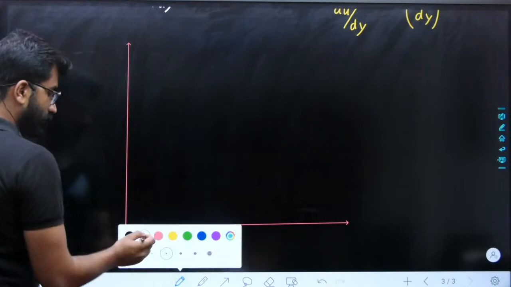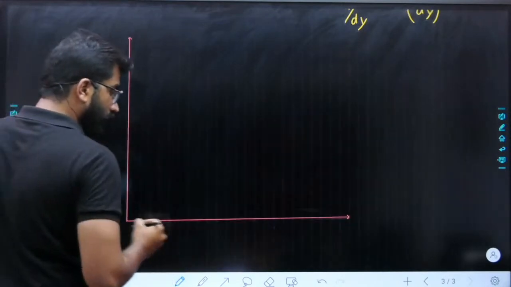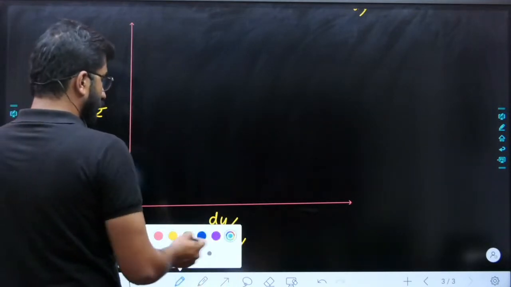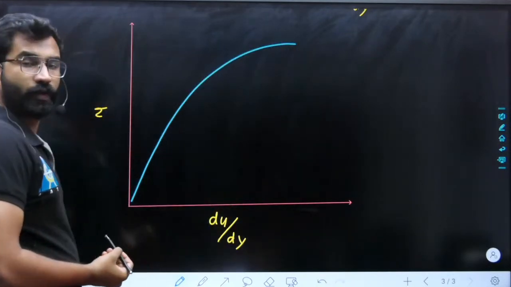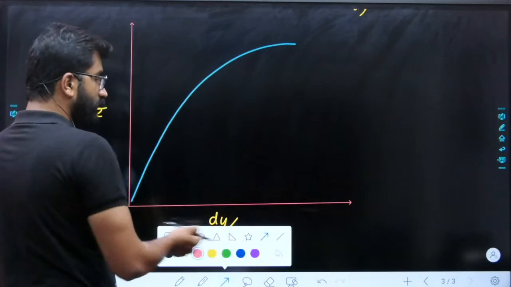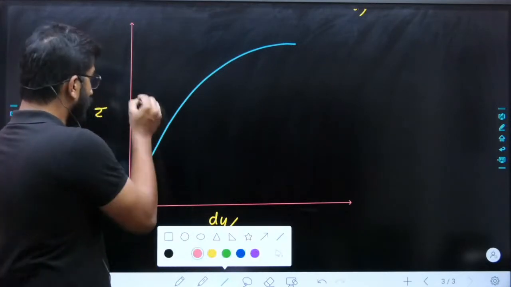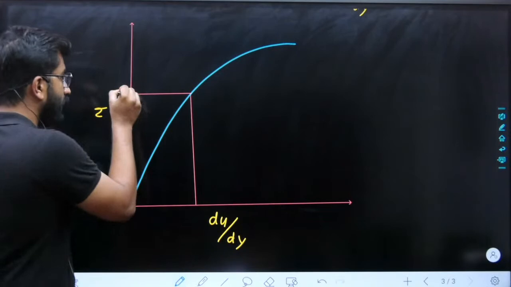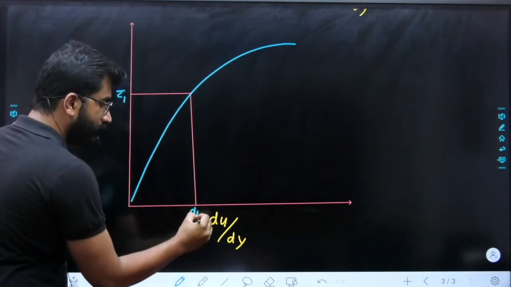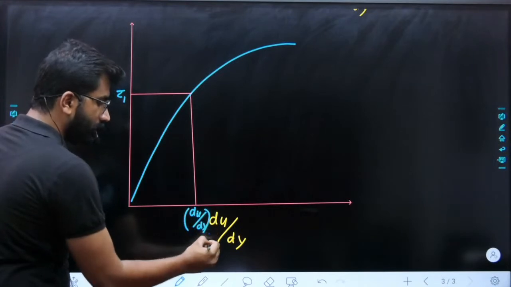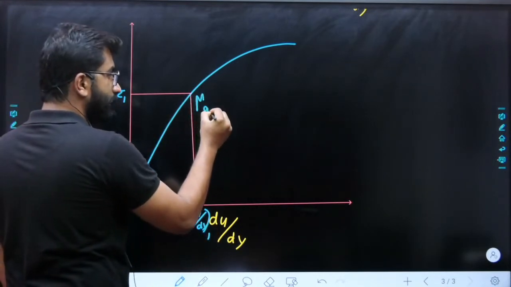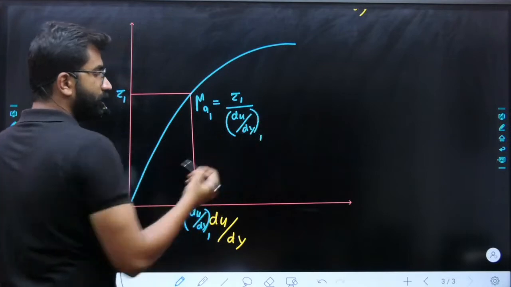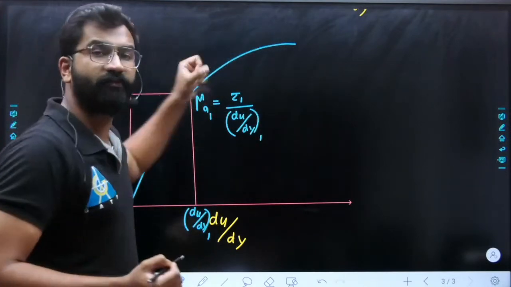So whenever we draw this diagram, tau versus du by dy, if the question is given as dilatant, you can see here, if you want to find the apparent viscosity, what will we do? For this value of tau, what will be the value of du by dy? This is the value of tau 1. This is the value of du by dy 1. Now, what is the apparent viscosity here? Apparent viscosity will be tau 1 divided by du by dy 1. Same way, at any point, you can find the apparent viscosity.